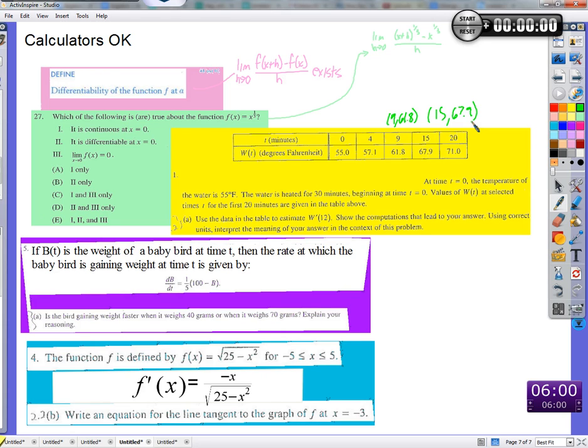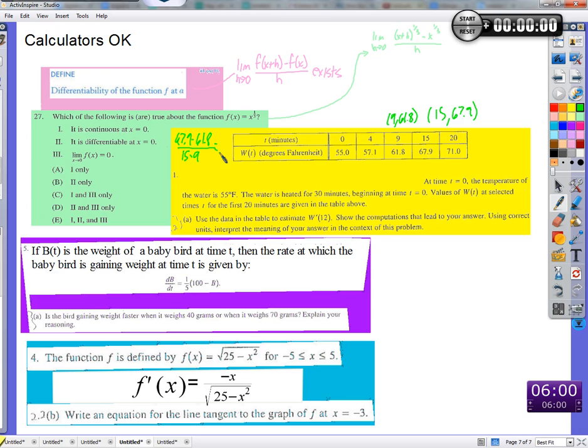It's basically the f of x plus h minus f of x over h, but it's y2 minus y1 over x2 minus x1. Yeah, that's right. Just two points, right? Okay. So, give me the slope: 67.9 minus 61.8 over 15 minus 9. Okay. What does that give us?